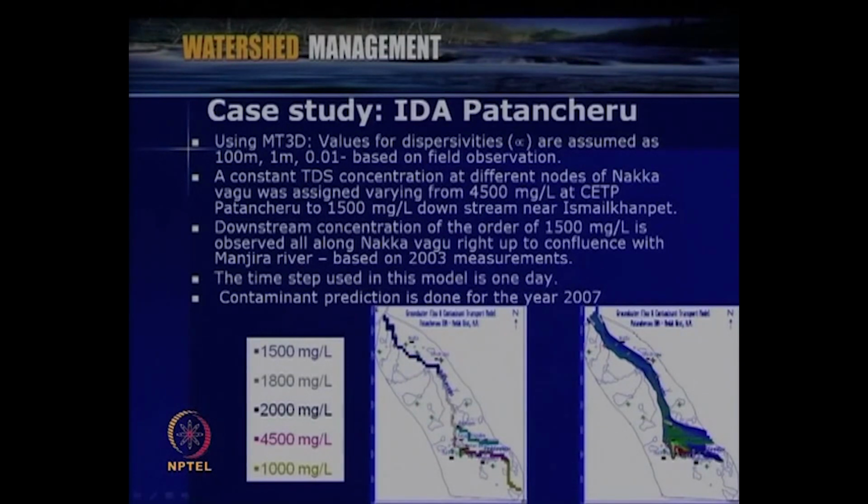This is the initial contamination in 2003, and then we run the model to find out how the spreading will take place in 2007 and further. Since 2003 measured data was available, based upon that we run the model to identify how the contamination is spreading in 2007. So, this shows the variation.